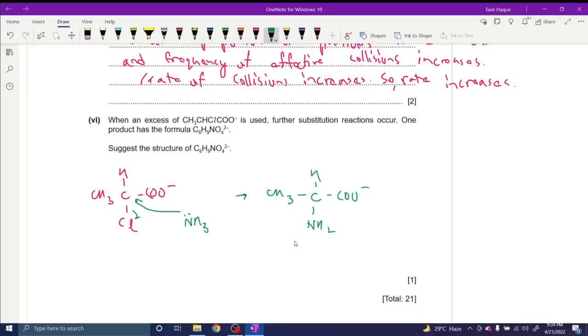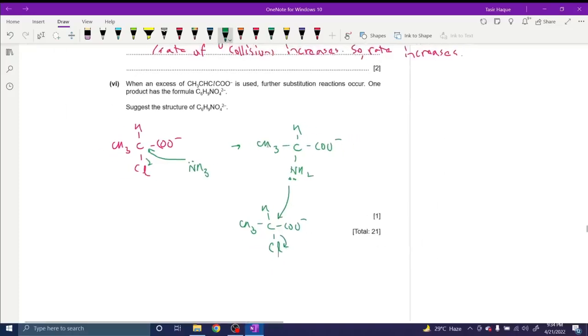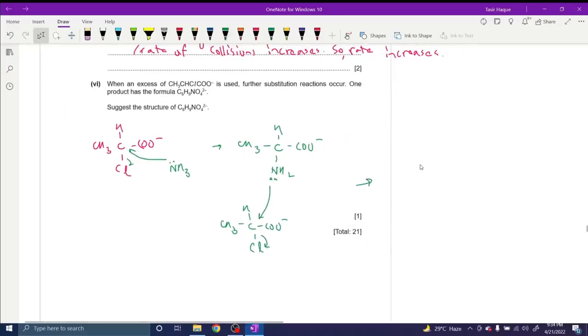So this compound, the one we got in the first reaction, can act as a nucleophile, right? Because this amine group has a lone pair. So this amine group can further attack one more 2-chloropropanoic acid anion. It can attack this electron deficient carbon and take the position of chlorine. So what do we end up with ultimately? Check this. This is what we end up with.